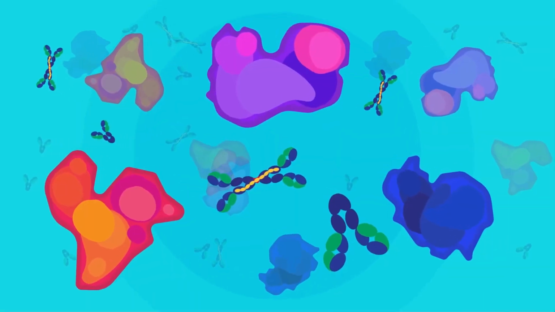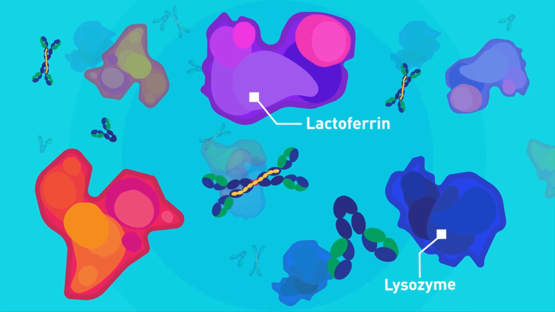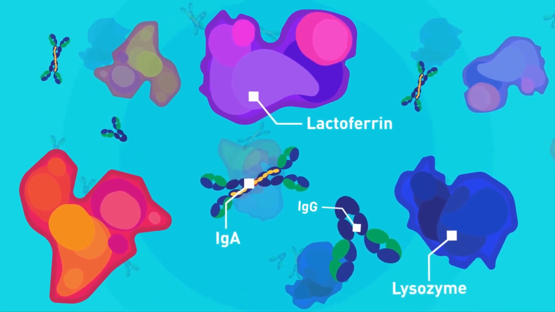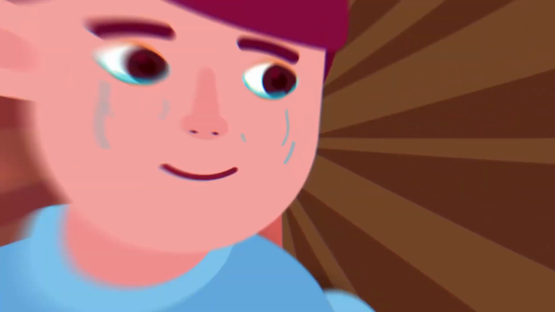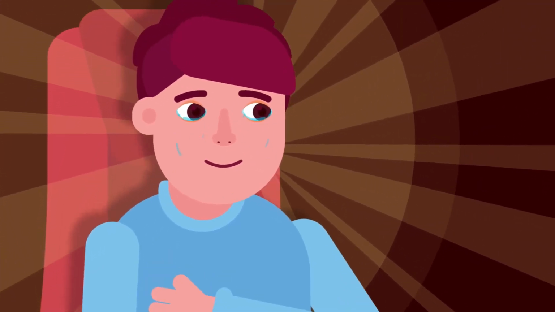They have more proteins, mainly lactoferrin, lysozyme, IgA, IgG, albumin, and various hormones that act as natural painkillers.